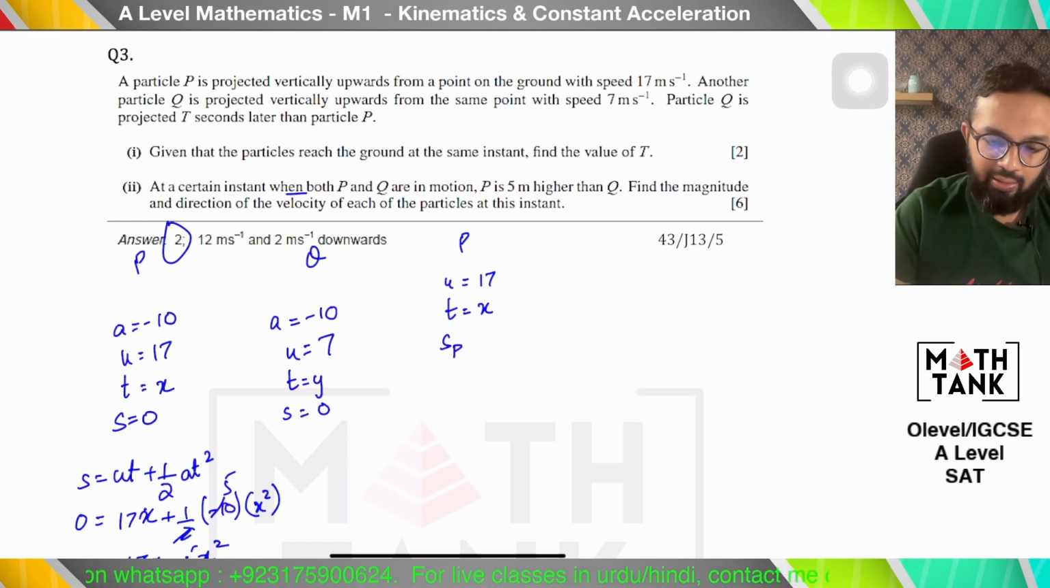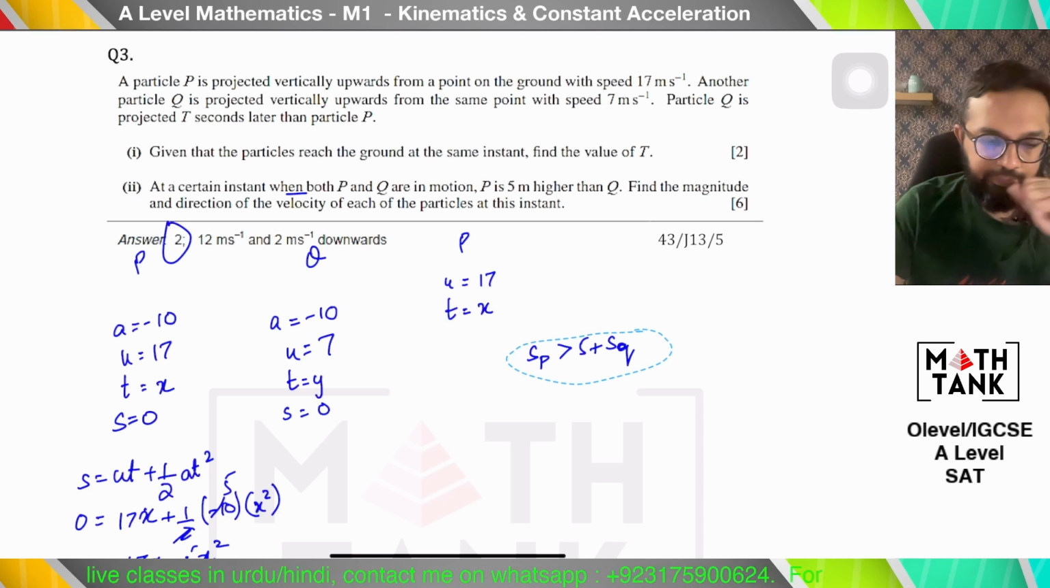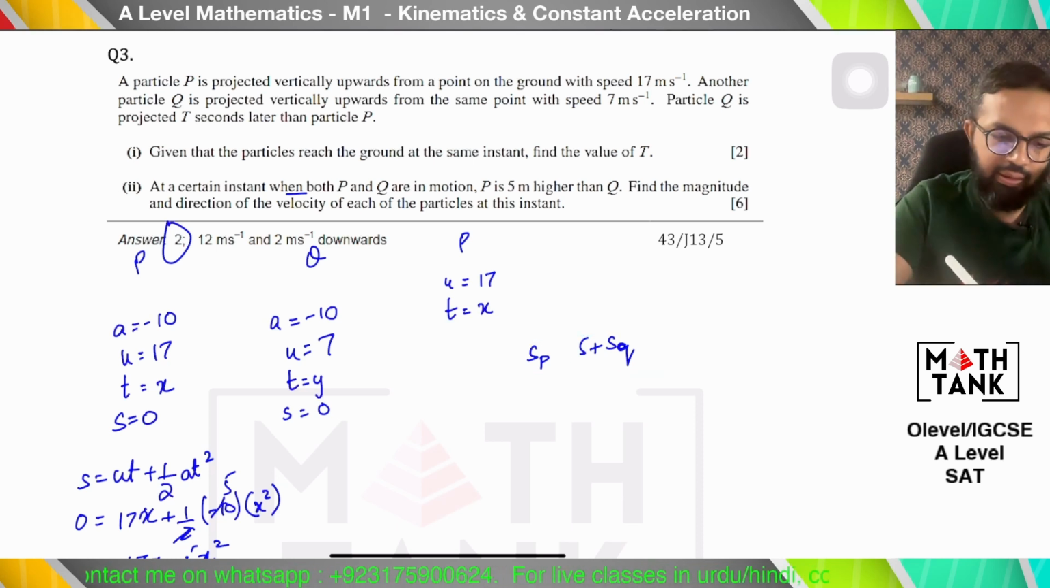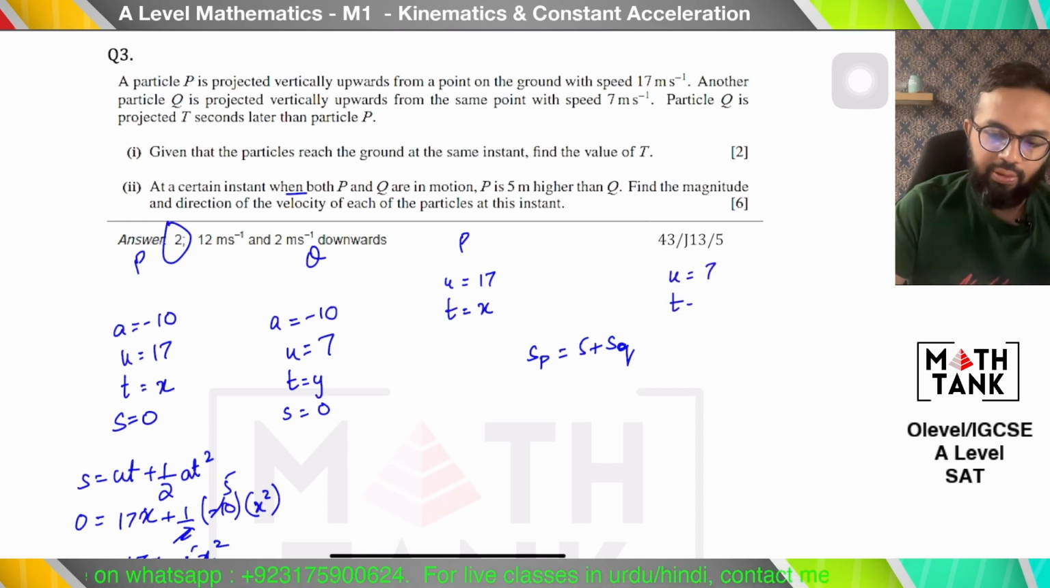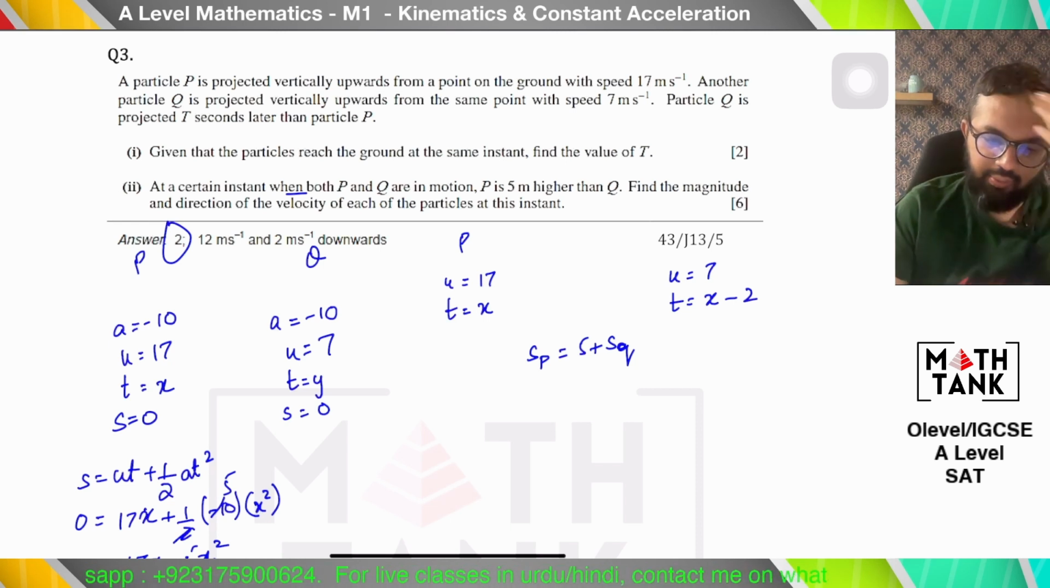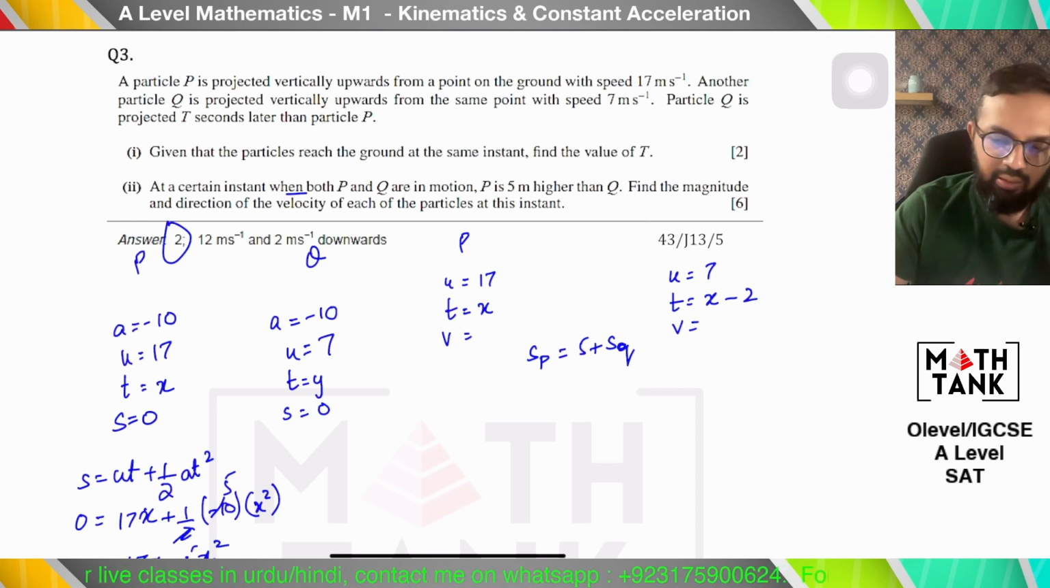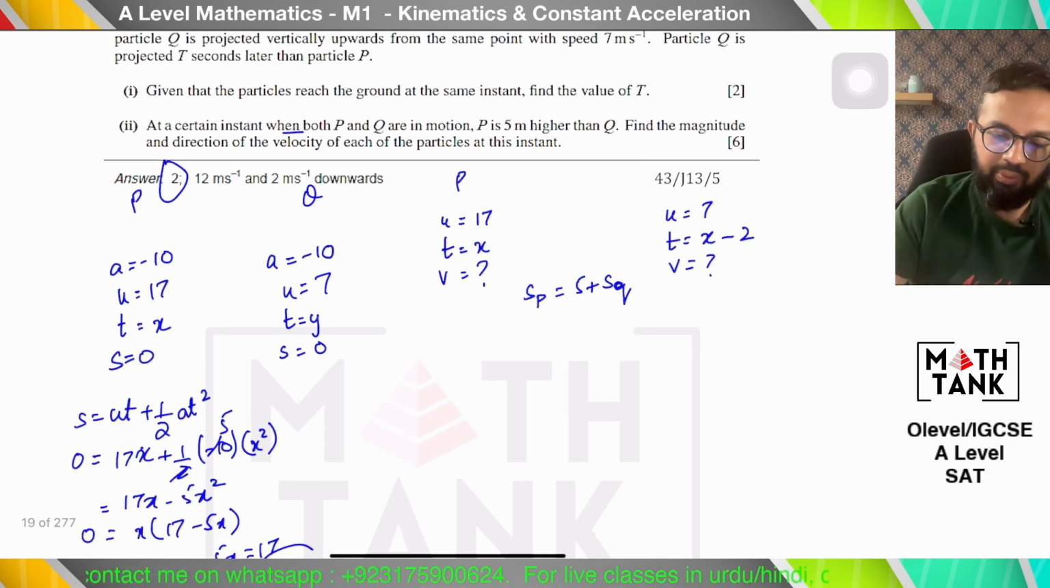So sP is basically 5 plus sQ. That is what I know. Is 5 meters. Okay, find the magnitude and direction of the velocity of each of the particles at that instance. So I'm going to say that t is basically now x minus capital T, or I've already found out capital T, so x minus 2. So I want to find out the velocity of both these particles. I'm going to say that s is ut, and a is of course minus 10 for both.